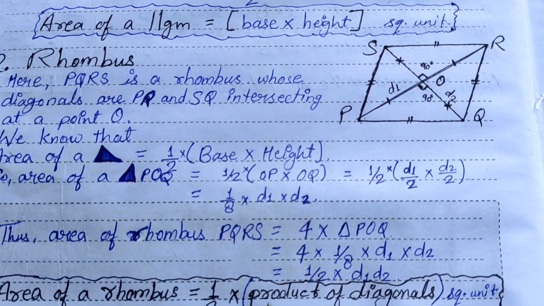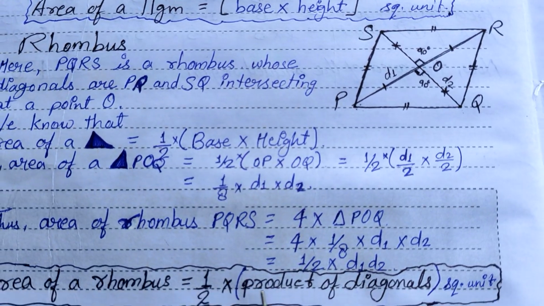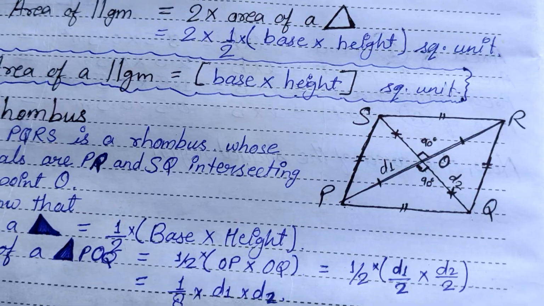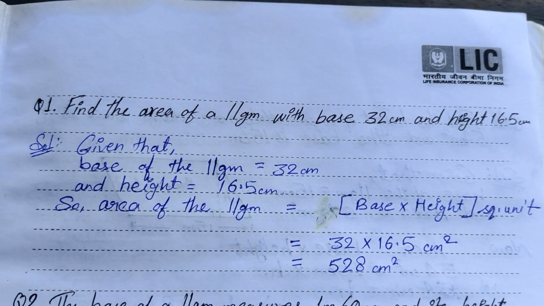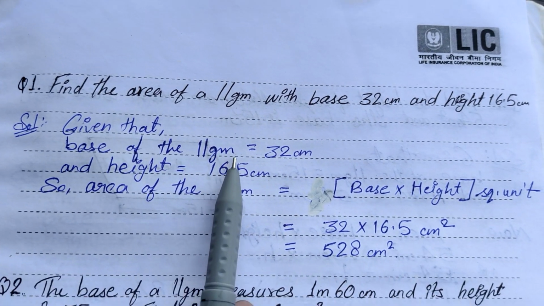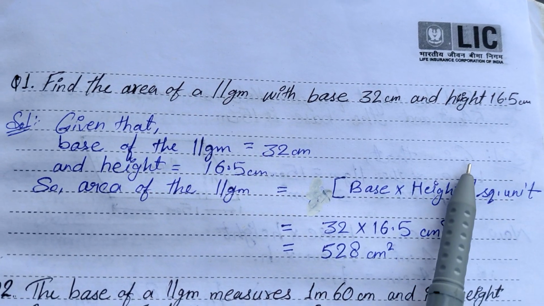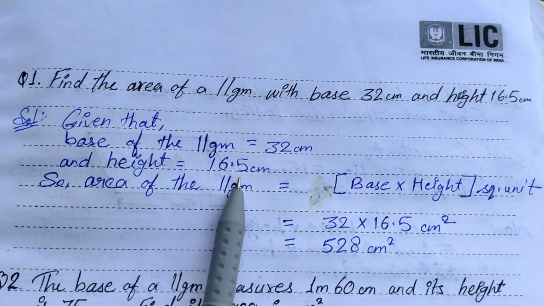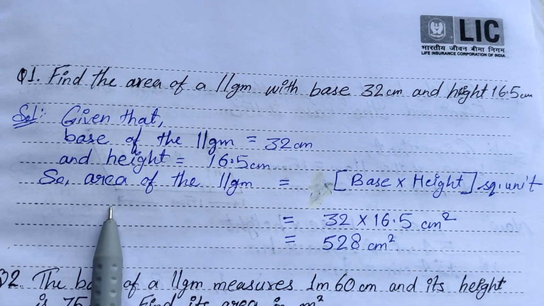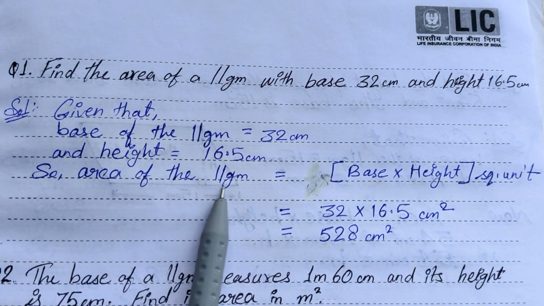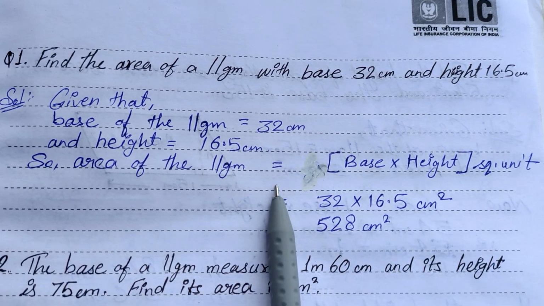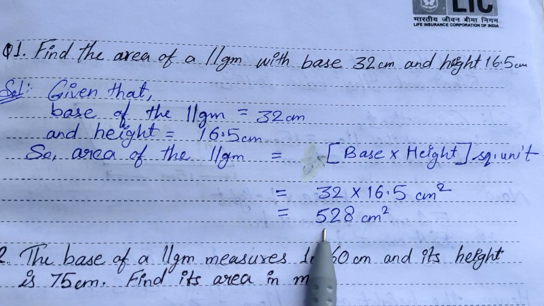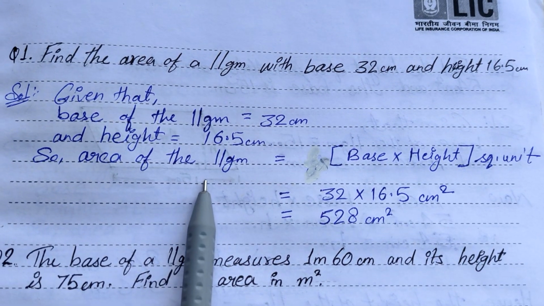Now let's solve some questions related to the area of parallelogram and rhombus. Question number 1. Find the area of a parallelogram with base 32 cm and height 16.5 cm. Base is given, height is given. We have to find the area. We know that area of parallelogram is base into height square unit. Put the values, we have 528 centimeter square as the area of the parallelogram.